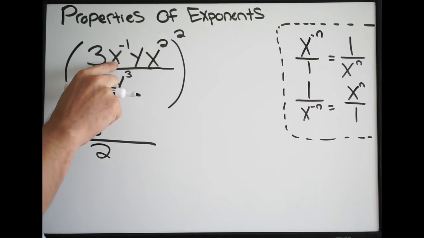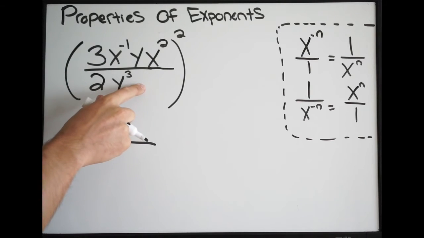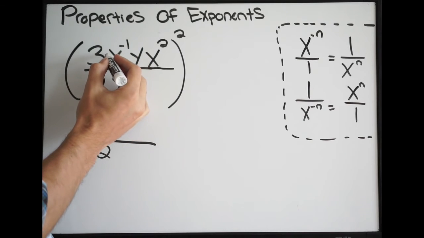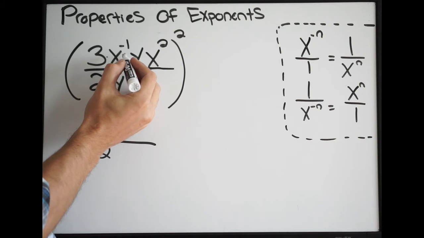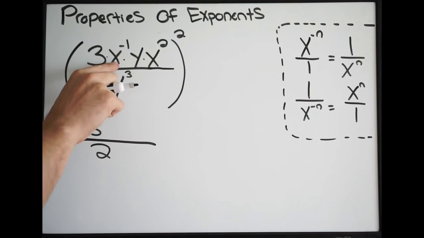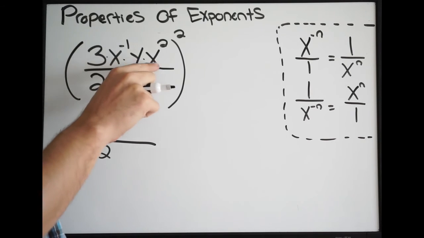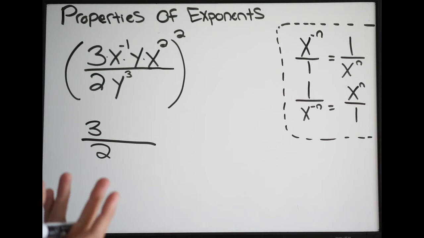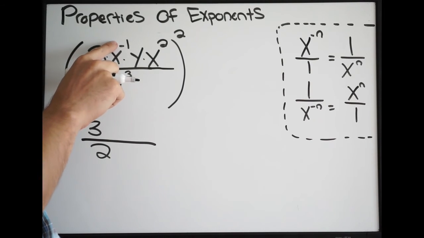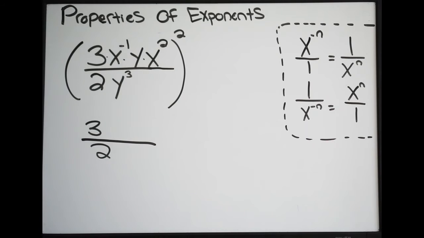So I have an x here, nothing in the denominator. But if I look up top, this is all multiplication, even though it's not written in. It's 3 times x to the negative 1 times y times x squared. So this goes back to the product property. If you have the same base, right here, x to the negative 1 and x squared have the same base, and you're multiplying, you add the exponent. So in this case, I'm going to do negative 1 plus 2, and I'm simply going to get 1, or just x to the first power, or x.